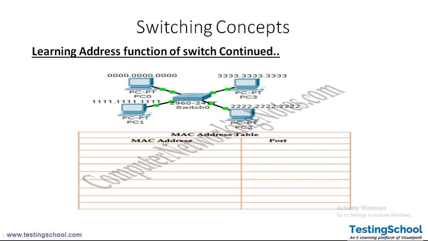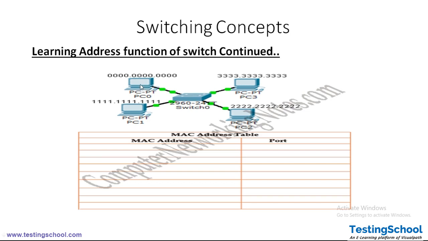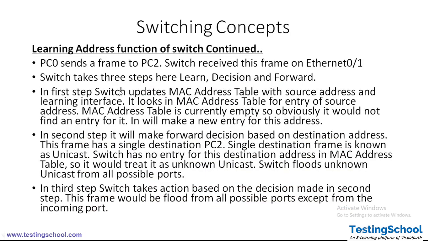So PC0 sends a frame to PC2. The source MAC will be 0000 and the destination MAC will be PC2's MAC address, 2222. Now, as we know, when we start, first of all assume our switch is completely clear, it does not have any entry, it is turned on freshly.